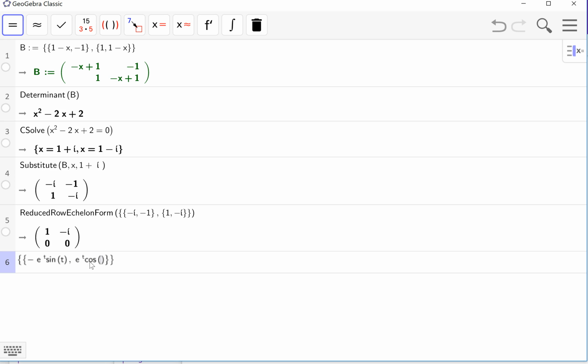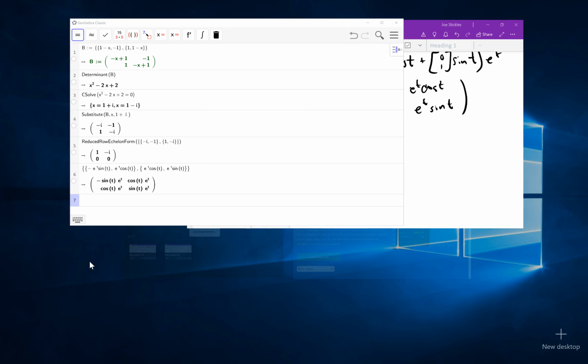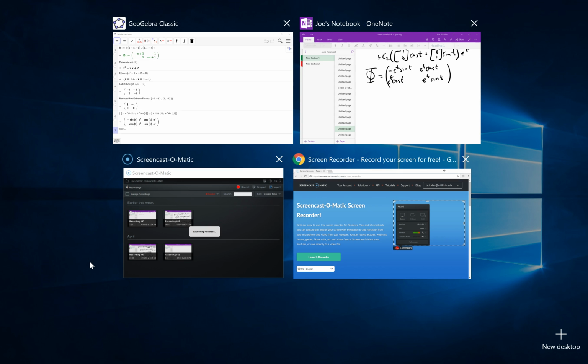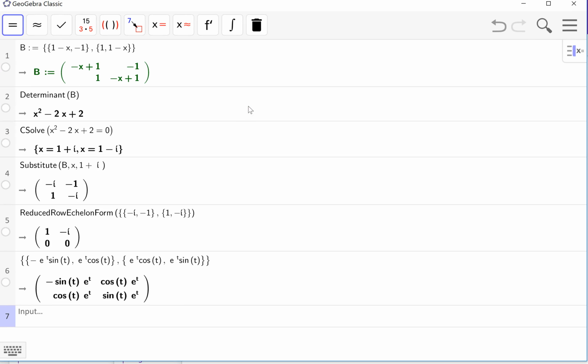I'll double check and make sure I'm getting this in right. The other one was e to the t cosine t and e to the t sine of t. I believe that's correct, but let's just double check before we actually start doing any work. I see negative e to the t sine t, I see e to the t cosine t, I see e to the t cosine t, and e to the t sine t. Okay, good. All right, our forcing function vector was 3e to the t and 3e to the t.